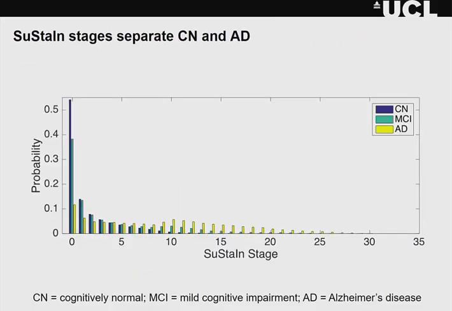We then looked at the distribution of the stages assigned by the model. Here we're looking at the probability that individuals belong to different stages. What we see is that the cognitively normal subjects in blue tend to be at the earlier stages, the Alzheimer's disease subjects in yellow tend to be at the later stages, and the MCI subjects in teal tend to be more in between those two categories.